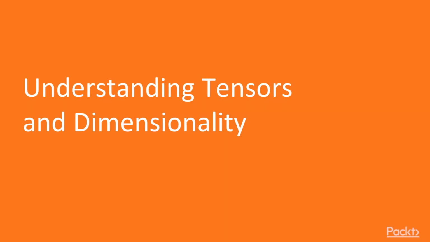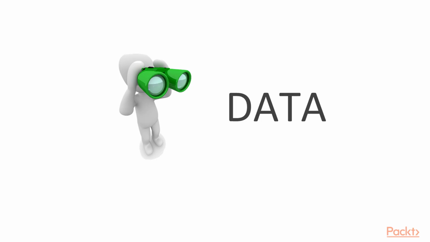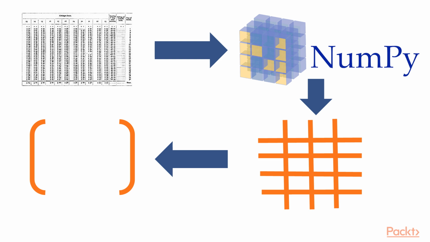Previously, we looked at how to read data from files and make use of that data in TensorFlow. In this video, we'll take a closer look at data and its various representations. One approach to understanding tensors is by looking at the data that we make use of. We've already made use of tabular data in examples.